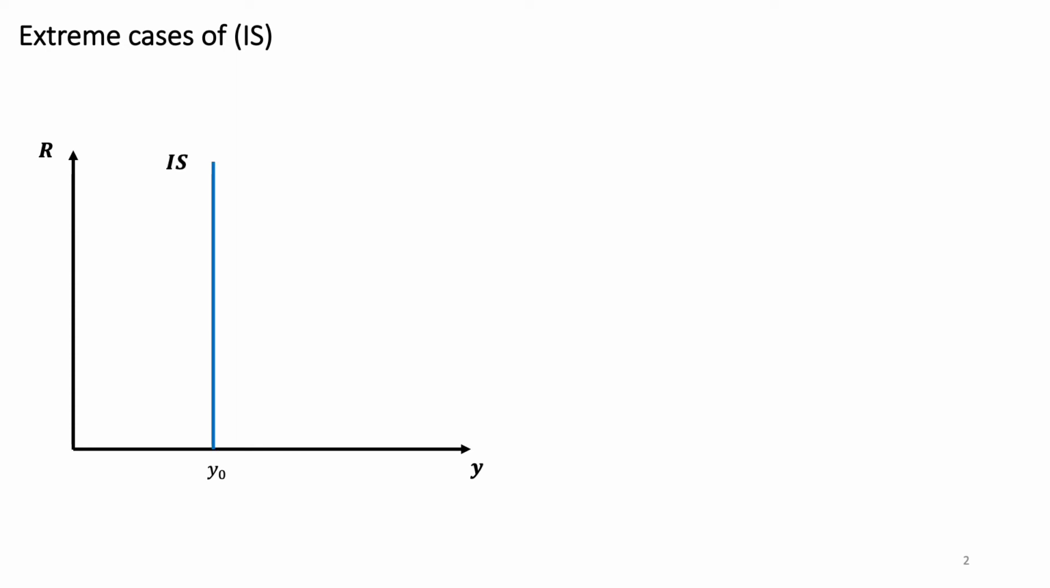The first extreme case is the one where IS is vertical. This means that the output is not sensitive at all to the interest rate. In other words, if we look at our behavior functions, the investment I is completely independent from the interest rate. Whatever the level of interest rate, investment will not be impacted.